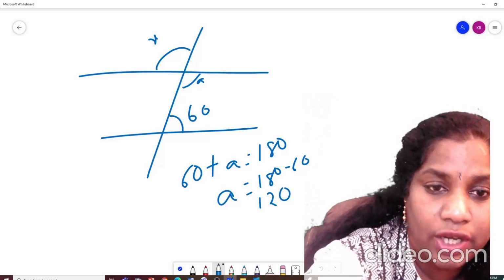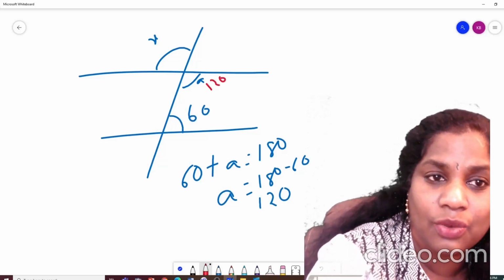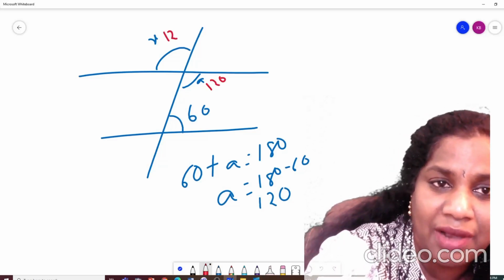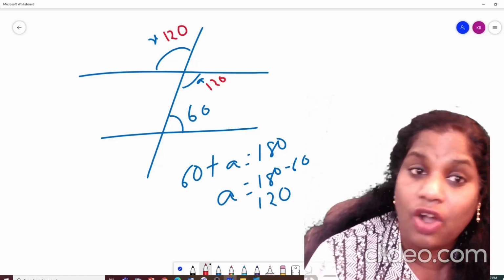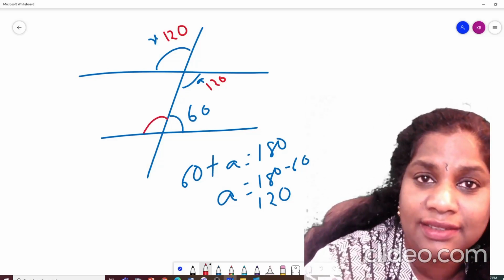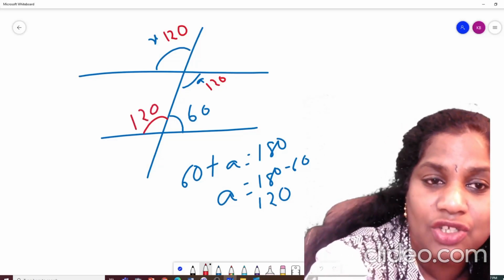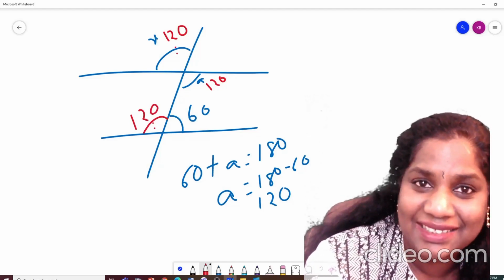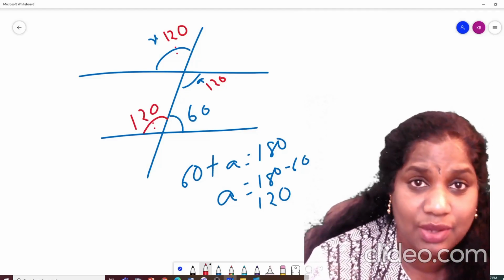How much is it? 120. So your A became 120. So what is x to A? Vertically opposite angle. So this became 120 because vertically opposite angles are equal, right? Or else what you could do? See, this and this is equal to 180. 60 plus A. Again, this will also be 120. So these two are corresponding angles. Isn't it? Very easy. You will not find any problem in doing these questions.